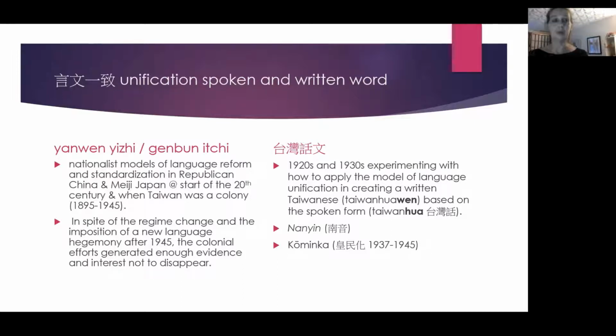But come the mid-30s, 1936-37, when we have the Huangmihua, the Kominka, the Japanization of Taiwanese society, Chinese language materials, and the use of where Chinese was still being used, whether this was Mandarin, Taiyu, Hakka, was kind of curtailed. In spite of the regime change, in 1945, Taiwan changes from its Japanese colony back to a Chinese province with the retrocession in the ROC, and the imposition of a new language.